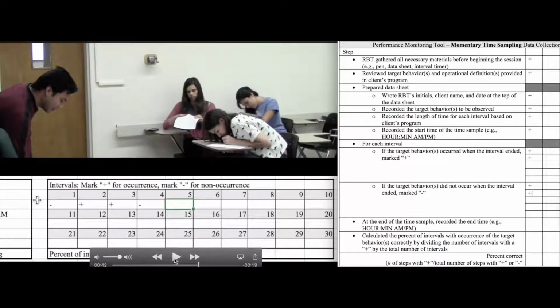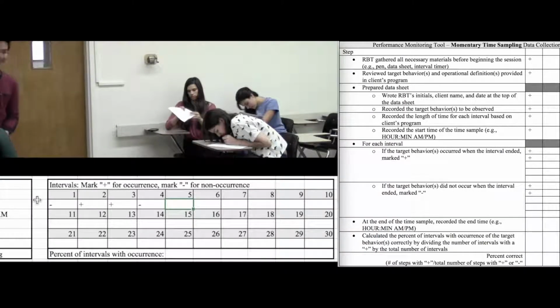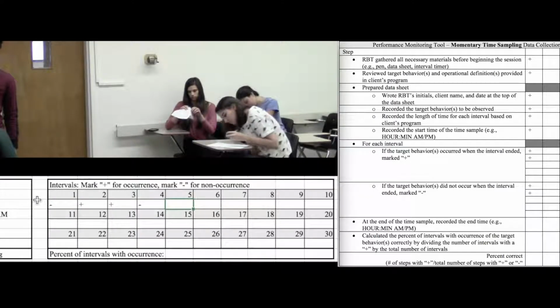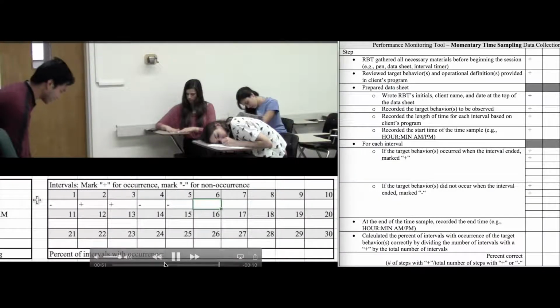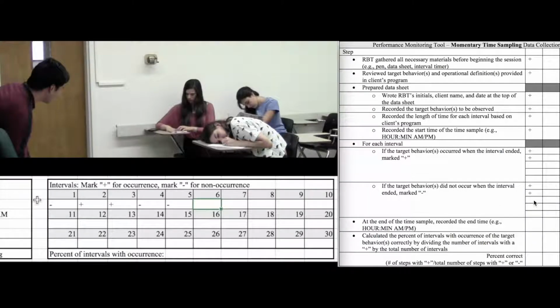Now let's look at interval 5. Nobody. That's 10. Equals 6. Okay, good job. Once again, at the end of the interval when the timer goes off, the client is not attending. So she gets a minus on her data sheet, and we're going to give Lance a plus for correctly taking that data.